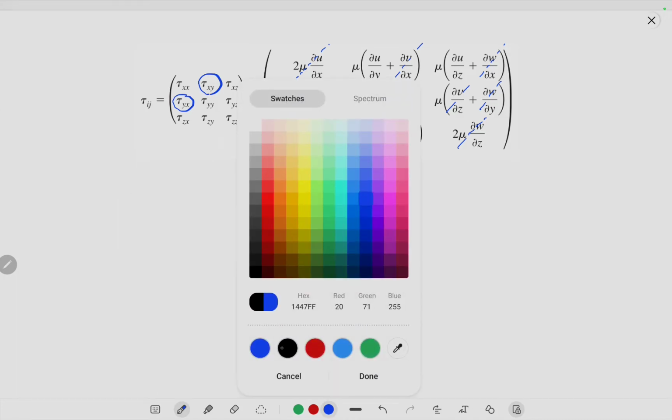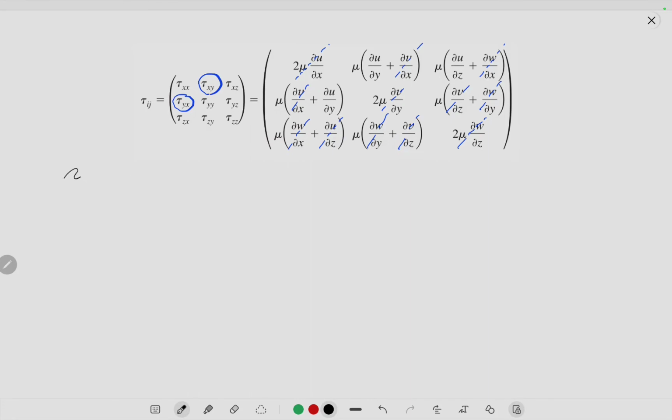So again, let me just draw the plates. So these were my two plates. This was moving at a constant velocity u, and this was held stationary, and the coordinate axes were, this was y, this was x, and this was z. So z is out of the plane.